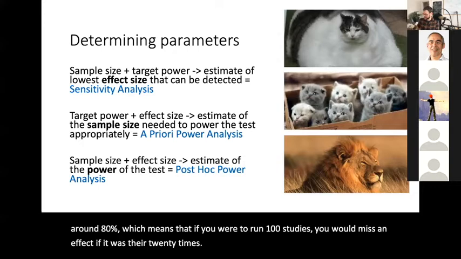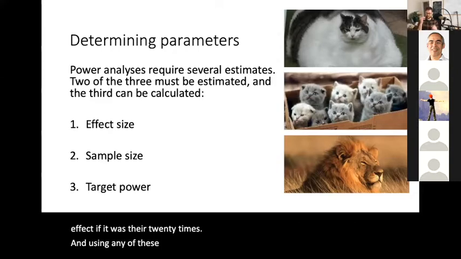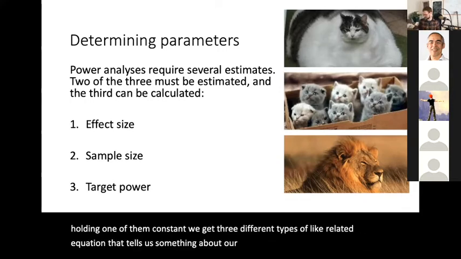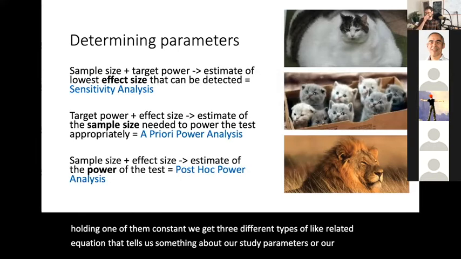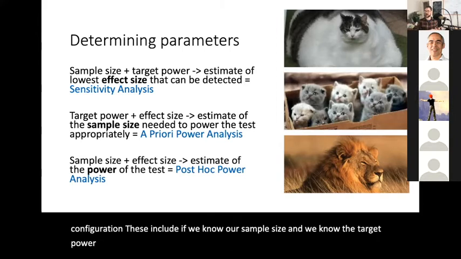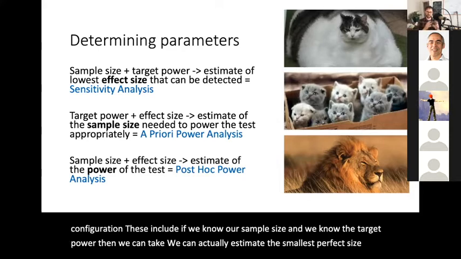Using any of these three parameters, by changing them or holding one of them constant, we get three different types of related equation that tells us something about our study parameters or our study configuration. These include, if we know our sample size and we know the target power, then we can estimate the smallest effect size that we could detect using this configuration.